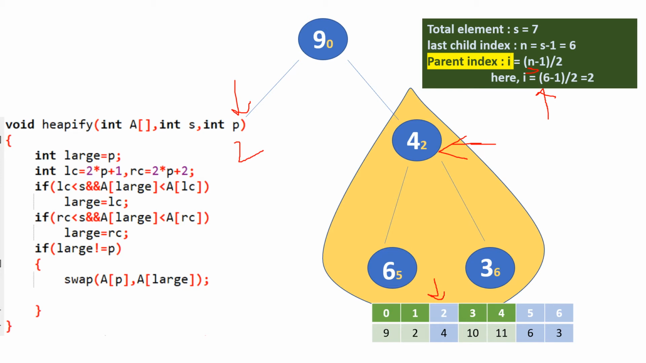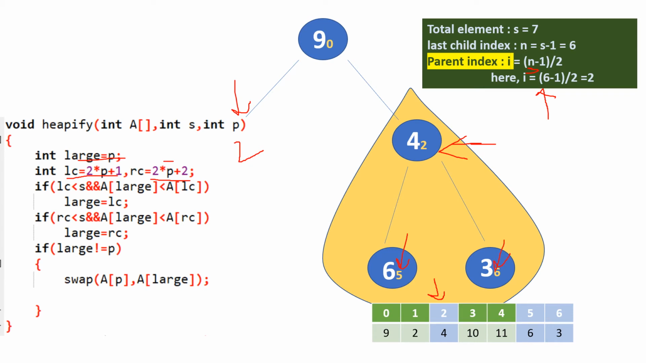So we will run this program and we will get the heapified tree. How is this going to work? First we will assume that the parent has the largest value. So we will take large as p, and after that we will find the left child. This formula I think you may know: left child is 2p plus 1, right child is 2p plus 2. 2 into 2 is 4, and 4 plus 1 gives us 5, and 2 into 2 is 4, and 4 plus 2 gives us 6. So this is the right child.